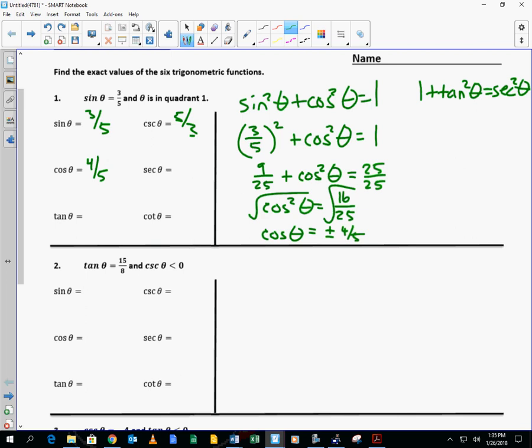What can I do? Let's take the reciprocal. Oh, sweet. So if I want to find tangent, then I have to use 1 plus tangent squared is equal to secant squared, right? No, I could just use tangent of theta is sine of theta over cosine of theta. So tangent of theta is what? Sine, 3/5 divided by, and I get 3/4. How about cotangent? 4/3. Yes!